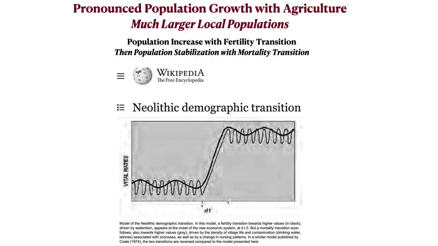Back to population, the most important thing here, and I've mentioned it before, but I'll dwell on it a little bit more: there's pronounced population growth with agriculture, and much larger local populations can be supported. So in this graphic from Wikipedia on the Neolithic demographic transition, we see a certain population with ups and downs, and then boom, a big increase. As a rule of thumb, agriculturalists are going to be 5 times, 10 times more populous on the ground, because with agriculture you can simply support far more people in a given area than you could with hunting and gathering.